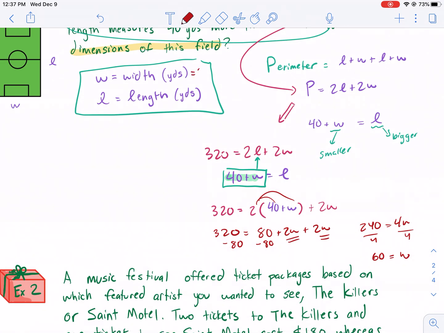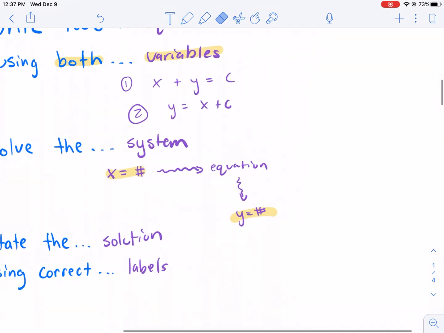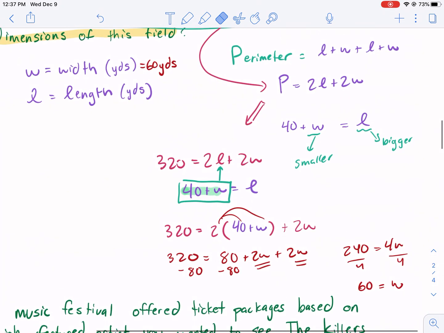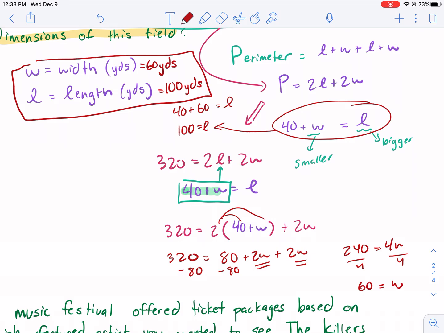I have my first one, which is 60, and I know it's in yards. Let me erase this, I don't need that anymore. So W equals 60 yards. Once I get one, the second one becomes much easier as I described here. Once you get one, you put it back into the equation and find the other one. I can put it into either equation. I'm going to choose this one because it'll be easier. So I do 40 plus 60 equals my length, and so my length is going to be 100. Don't forget your units, which is 100 yards. And there we have our answer. The width of this field is 60, and the length is 100.